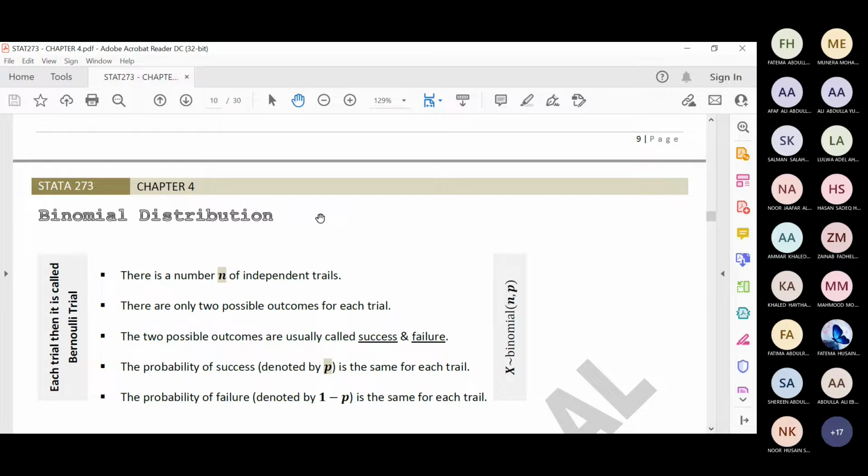But what do we really need? To be given in my exercise to say that I have a binomial distribution, you need n to be given. I need the number of trials. So the number of trials n should be given.